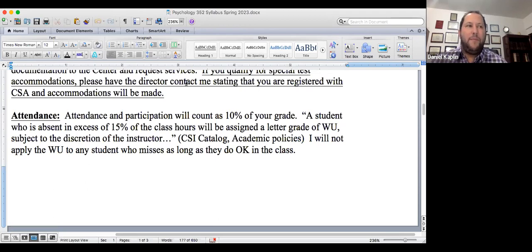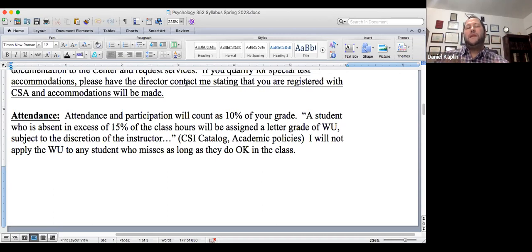So if you happen to miss more than 15% of the class, but it's spread out throughout the term, and it's not that you just disappeared, there's no reason for me to give you a WU personally. So I usually don't apply the WU policy unless a person just absolutely goes MIA without any communication. If there's communication or you're doing well in the class or it's spread out across the term and mathematically it's more than 15%, you're okay.